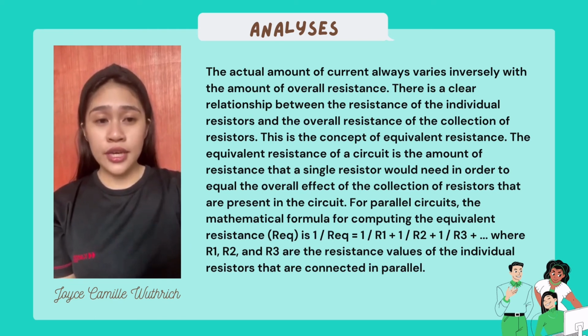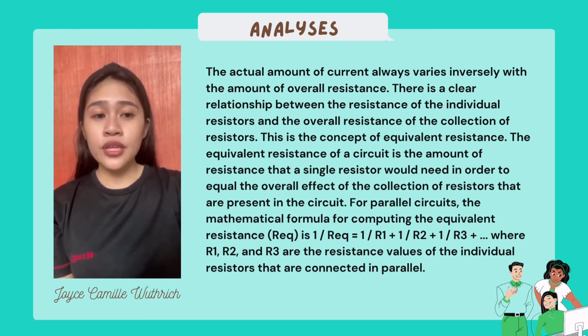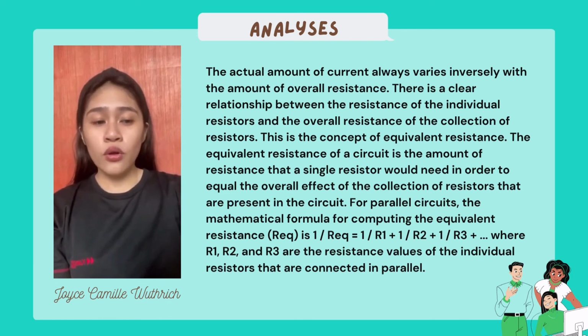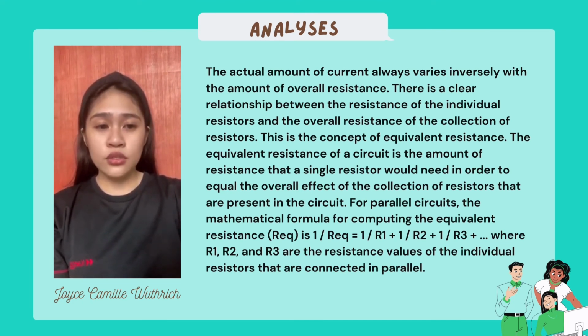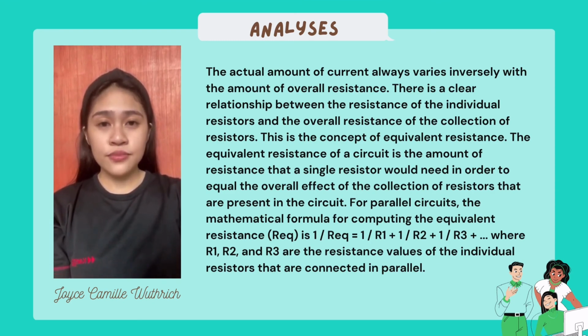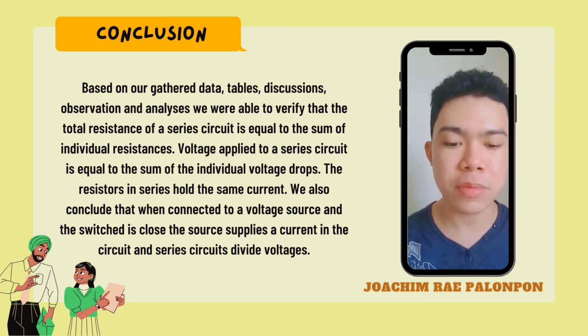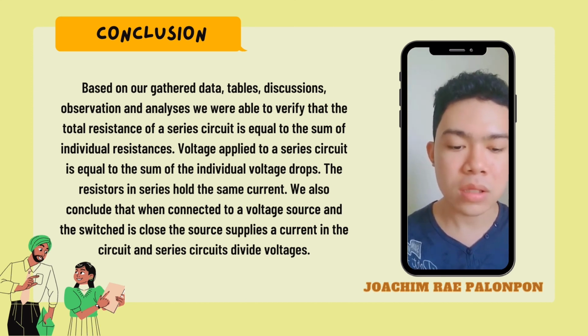For a parallel circuit, the mathematical formula for computing the equivalent resistance is 1 over R equals 1 over R1 plus 1 over R2 plus 1 over R3, where R1, R2, and R3 are the resistance values of the individual resistors that are connected in parallel. We conclude that for resistors in parallel, the overall resistance is the reciprocal of the sum of reciprocals of the individual resistors. Total resistance in a parallel circuit is always smaller than the smallest individual parallel resistor.